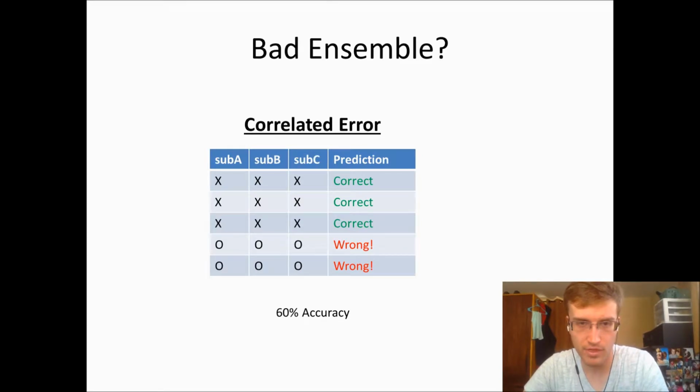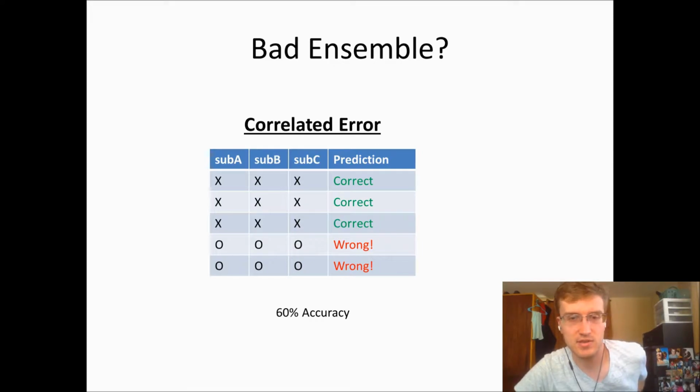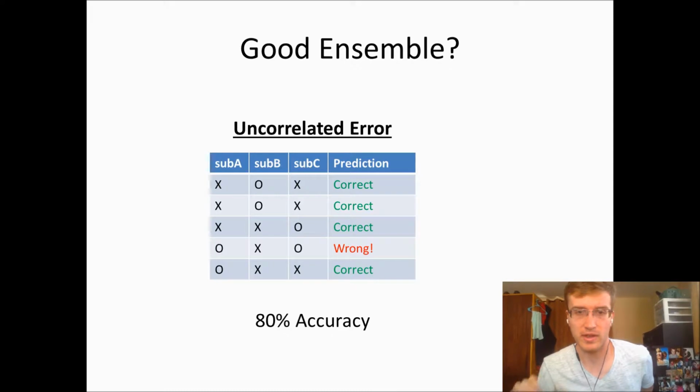So imagine you have 3 sub-classifiers, or 3 component classifiers in an ensemble, and their error is perfectly correlated. All 3 of the component classifiers make the same error. What do you get? You get a bad ensemble. So in this case, you can see that the ensemble's classification accuracy is 60%. That is not even better than any of the individual component classifiers. And so to make a good ensemble, what you need is component classifiers that have uncorrelated error.